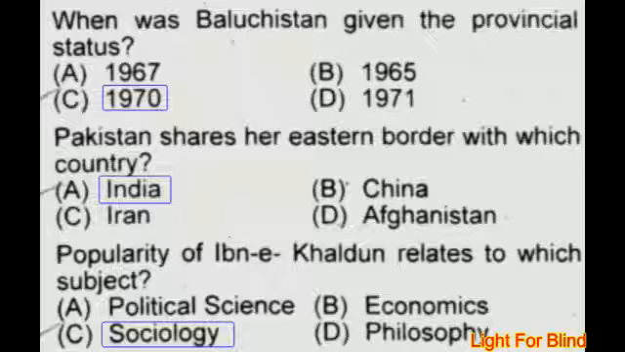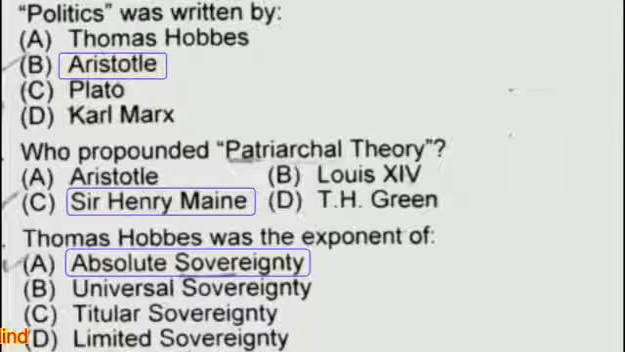Number 88. When was Balochistan given the provincial status? Answer is 1970. Number 89. Pakistan shares her eastern border with which country? Answer is India. Number 90. Popularity of Ibn Khaldun relates to which subject? Answer is Sociology.